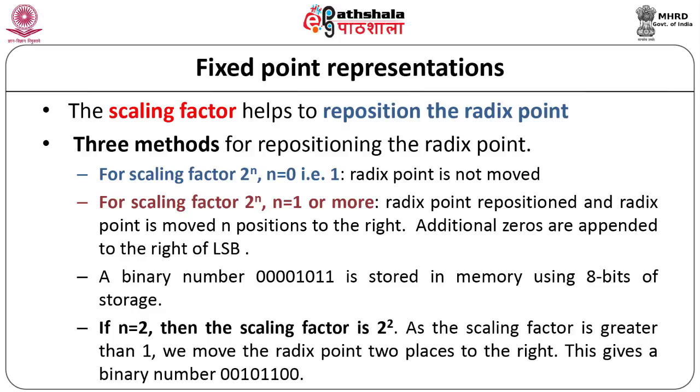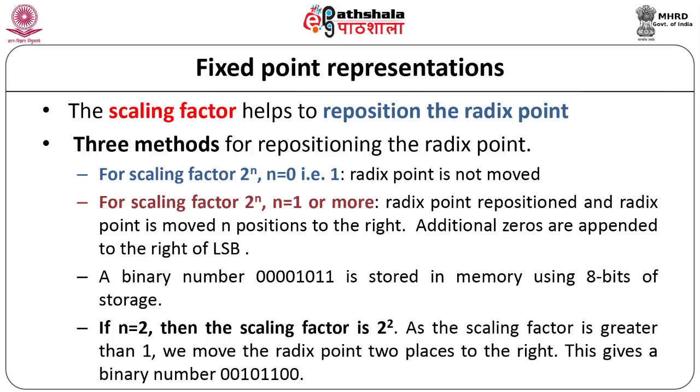First, for scaling factor 2 raised to n, where n is equal to 0, that is 1, the radix point is not moved and the number is stored at the same position. Second, for scaling factor 2 raised to n, where n is equal to 1 or more, the radix point is repositioned so that it is moved to the right. In this case, additional zeros are appended to the right of the LSB. The actual number to be represented is larger than the binary number that was stored in memory.